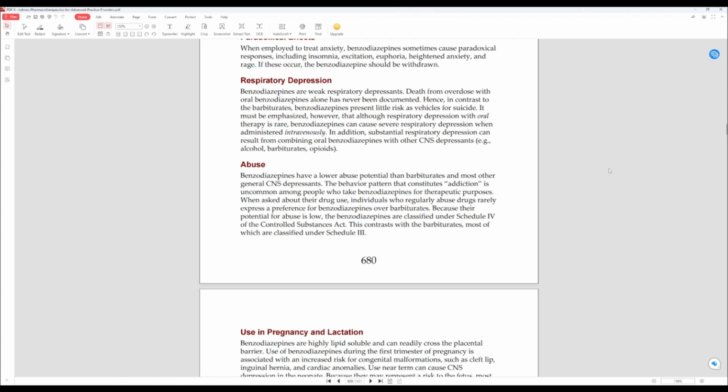The risk for abuse. Benzodiazepines have a lower abuse potential than barbiturates and most other general CNS depressants. The behavior pattern that constitutes addiction is uncommon among people who take benzodiazepines for their therapeutic purpose.